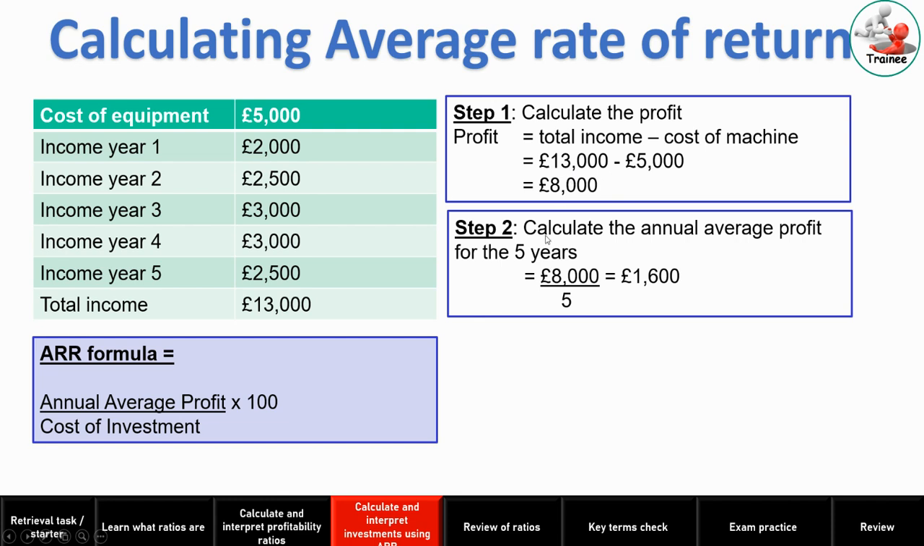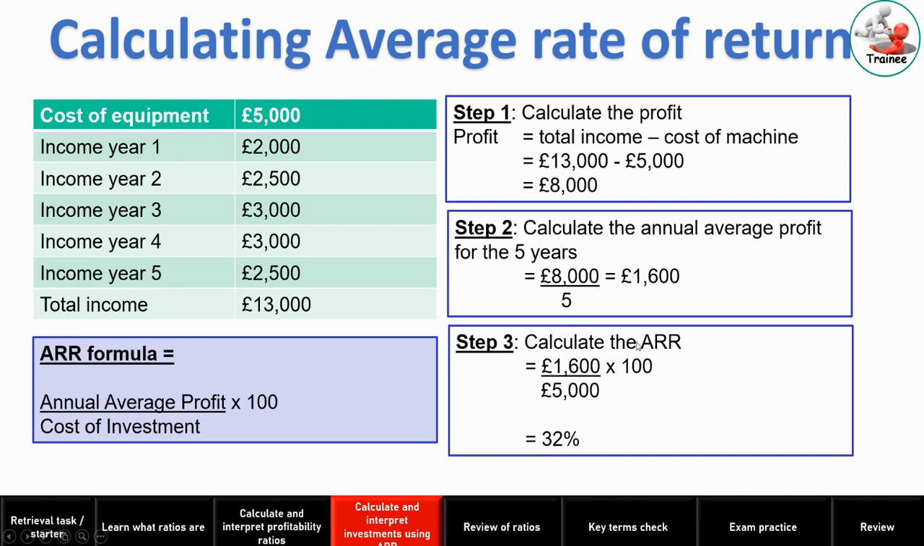Secondly, I need to work out what that profit looks like each year. So what's the average profit? We can see that it's going to be around for 5 years. So 8,000 divided by 5 gives me an annual average profit of £1,600. Now that's pretty good, isn't it? 5 years in a row is going to give us this on average when it's only cost me £5,000. So I'm pretty happy at the minute.